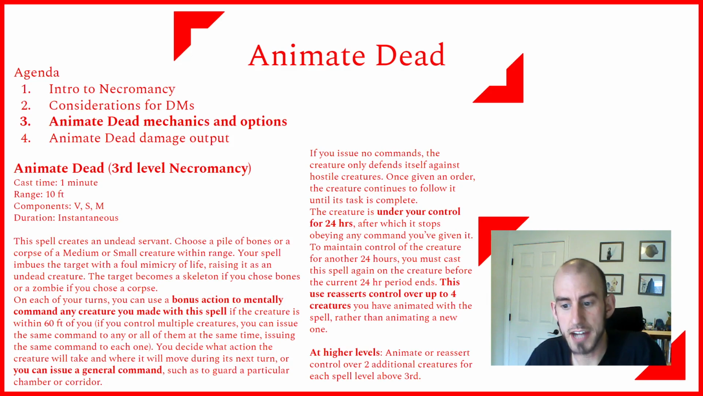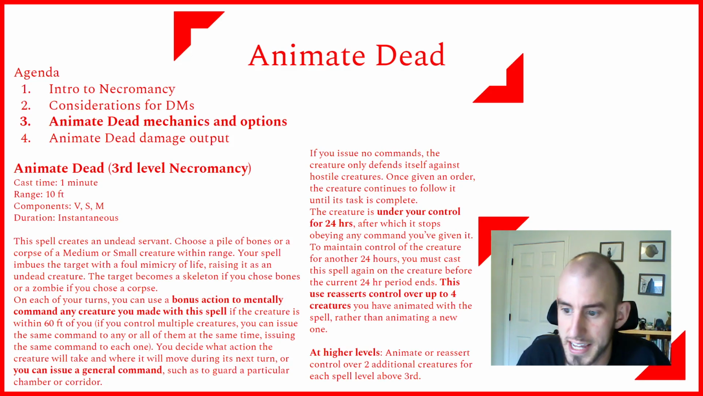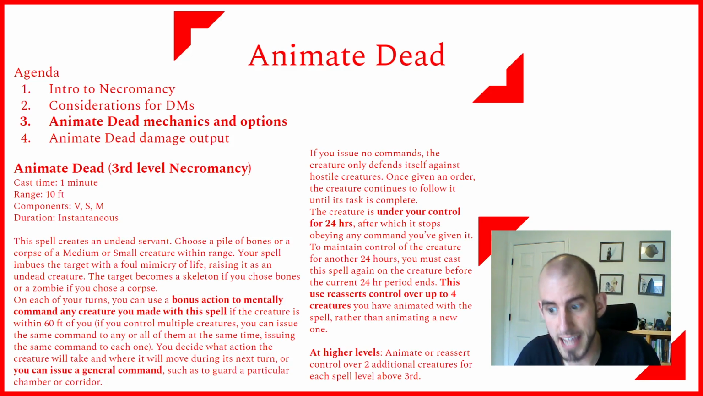We can decide what action the creature will take and where it will move during its next turn, or we can issue a general command, such as to guard a particular chamber or corridor. If we issue no commands, the creature only defends itself against hostile creatures, and once given an order, it will follow it until its task is complete. The creature will be under our control for 24 hours, after which it will stop obeying any commands. To maintain control of the creature for another 24 hours, we must cast the spell again on the creature before the current 24-hour period ends.